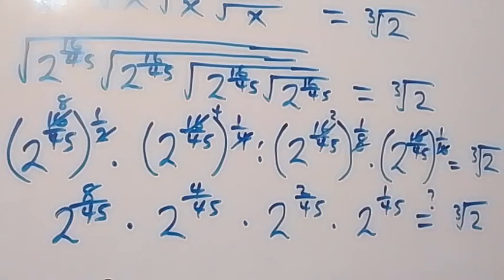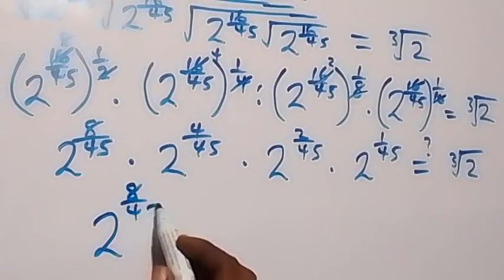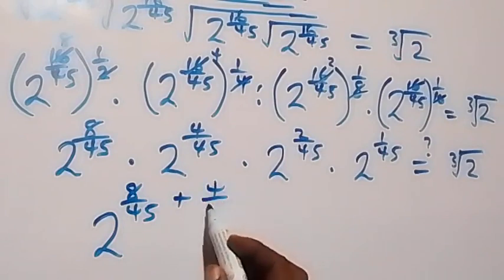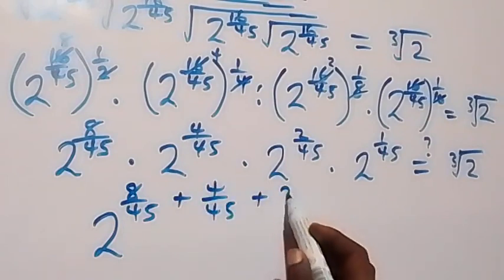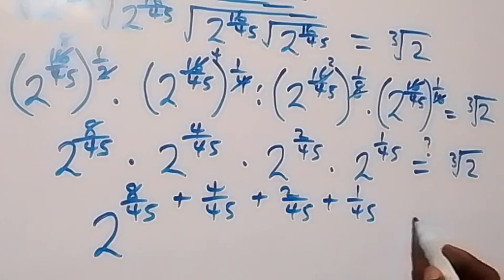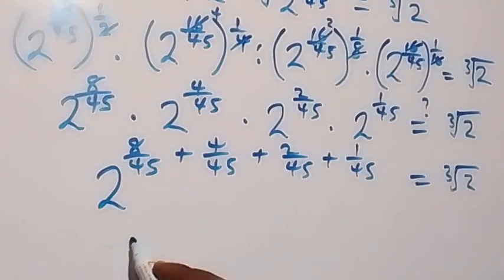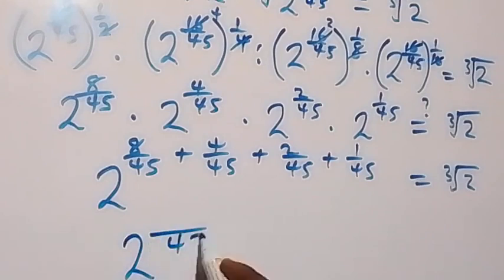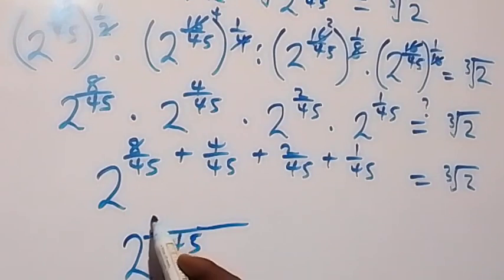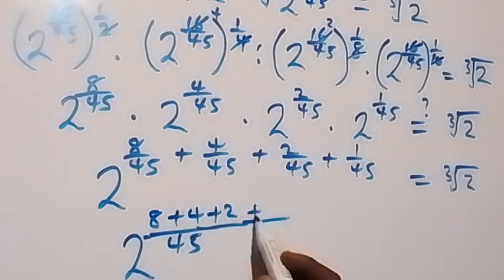It means we can sum the power from the law of indices. That means we have 2 raised to power 8 over 45 plus 4 over 45 plus 2 over 45 plus 1 over 45. Now is equals to cube root of 2. Now when we look at this, we sum, the LCM is still 45. Then that means we have 45. This is still going to be 8. So we have 8. This will still be 4 plus 2 plus 1.